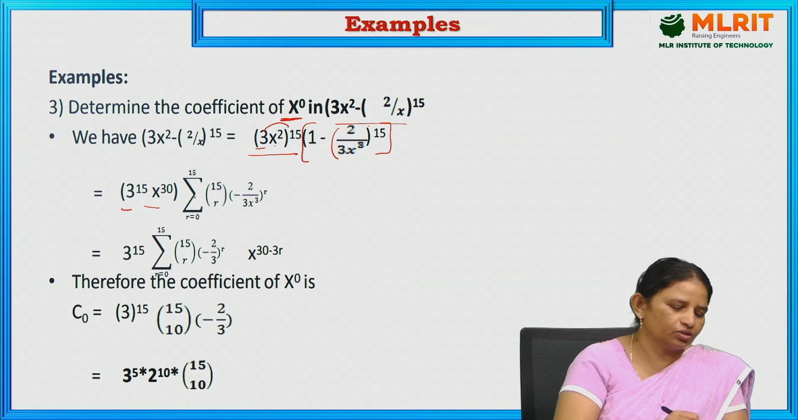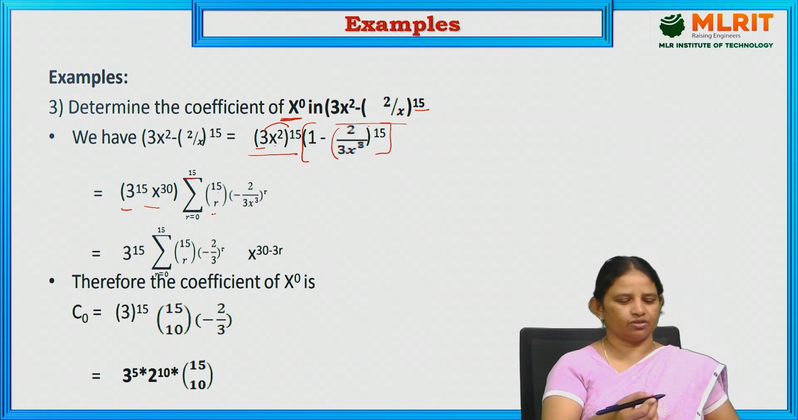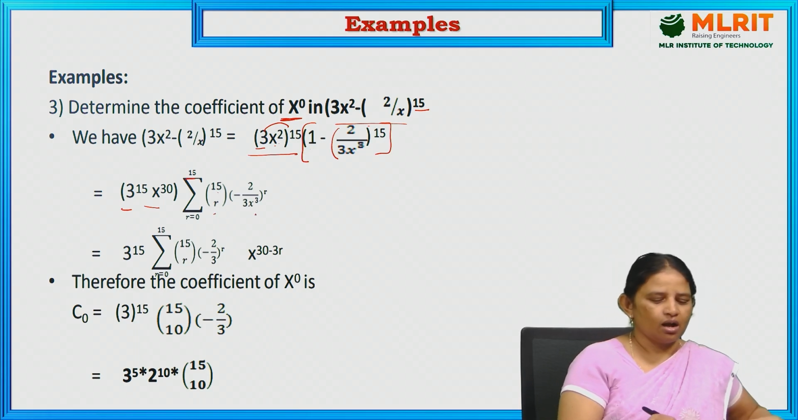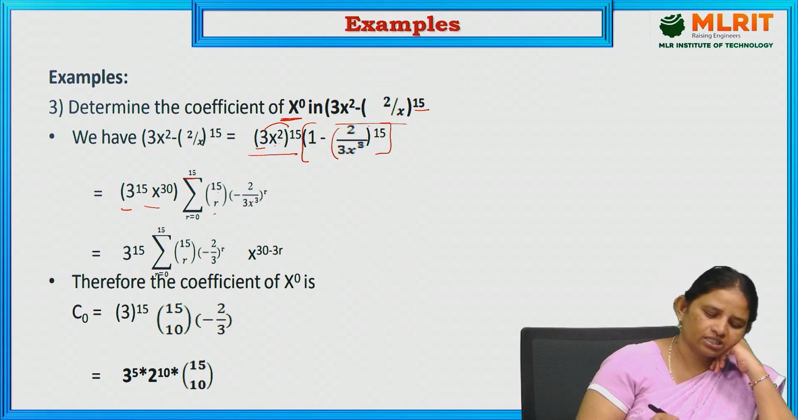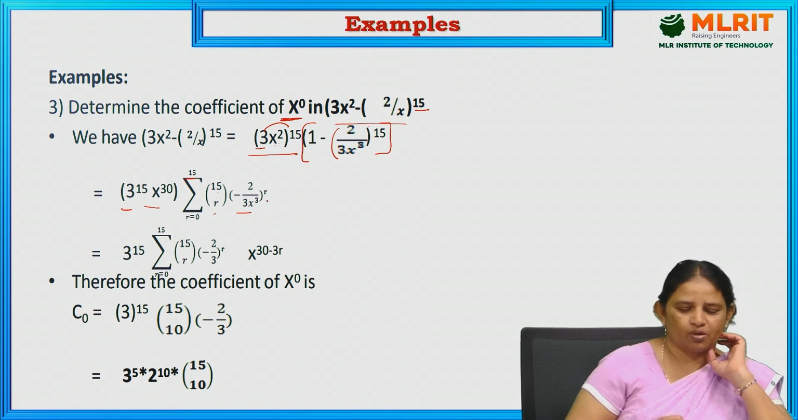Sigma r equal to 0 to infinity, power 15, 15 Cr. 15 Cr means we don't know what is the r value. Based on the calculation, we have to decide. 15 Cr minus 2 power r. 2 power r means what is there in the place of x? 2 by 3x cube whole to the power of r.